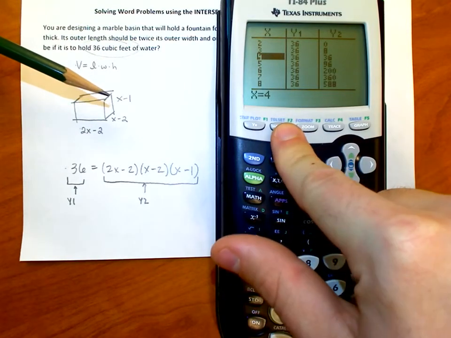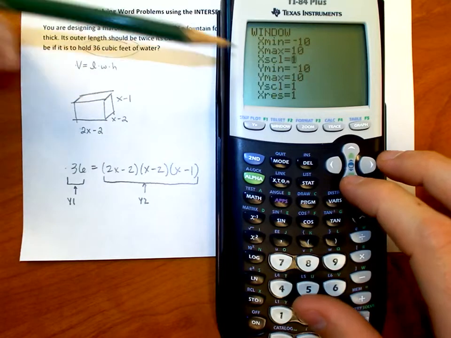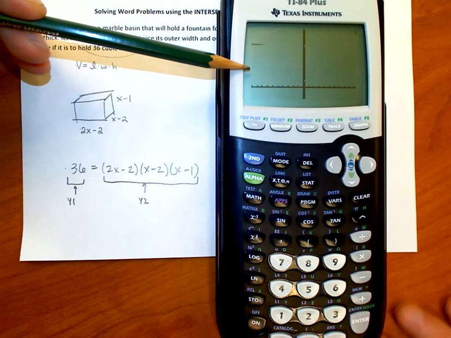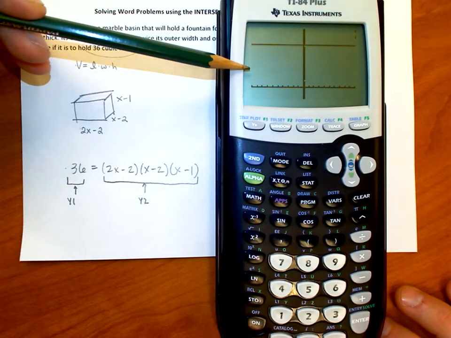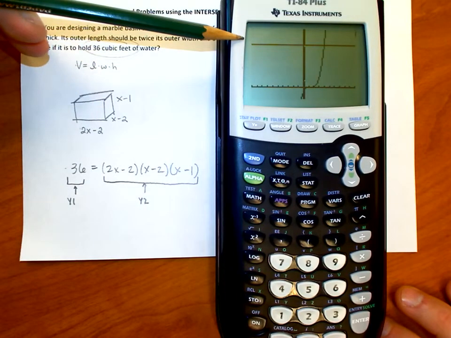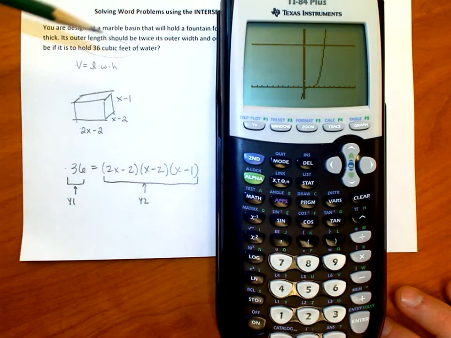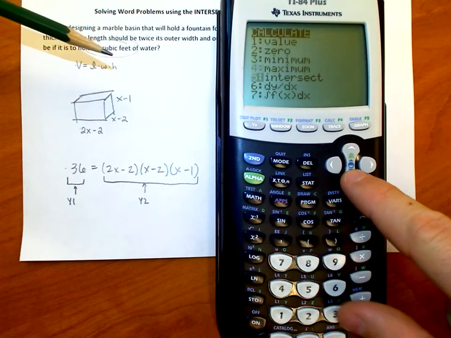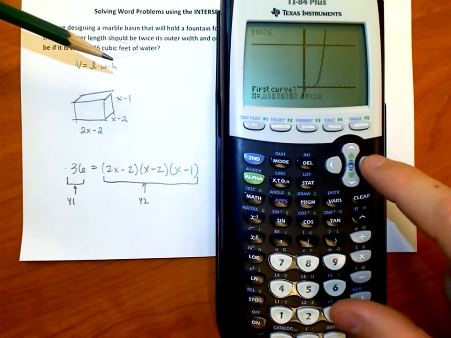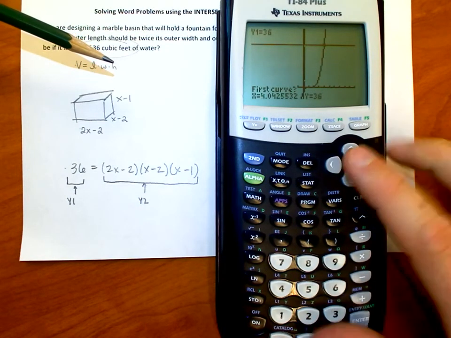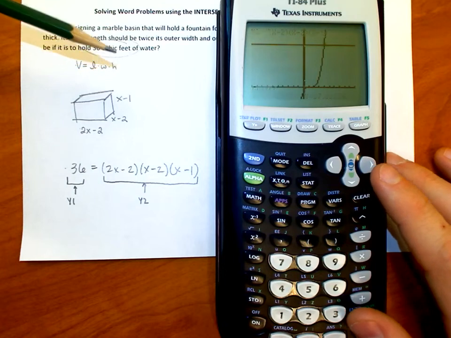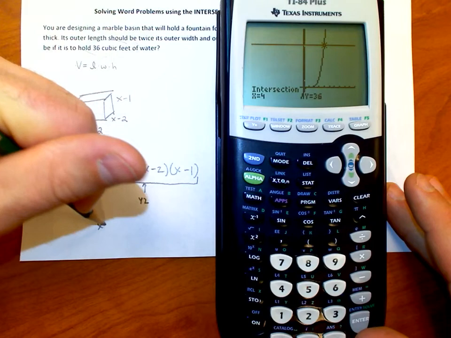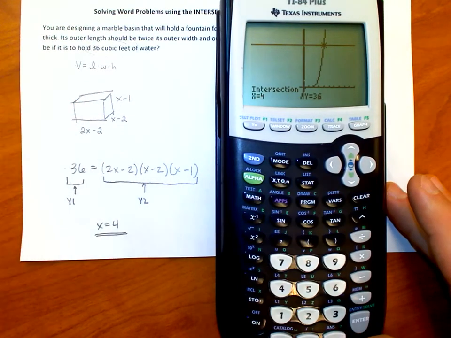Ready? I'm going to go to my window, and I just need to make sure the y-coordinates that I'm working with, I have 46 showing. So let's just go all the way up to 50 for the y max. So there's the 36 line. Here comes the curve. Where do they meet? To find that, I just go second, calc, intersect. I scroll over in the neighborhood of where they meet, and I hit enter, enter, enter. And I'm not interested in the y-coordinate, I'm interested in the x-coordinate. X must have been 4.